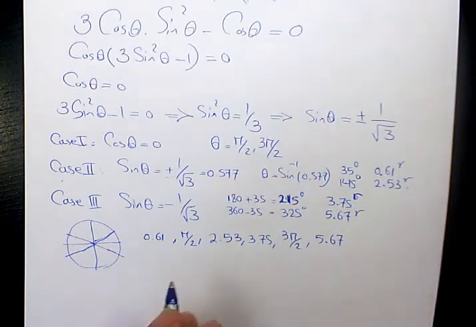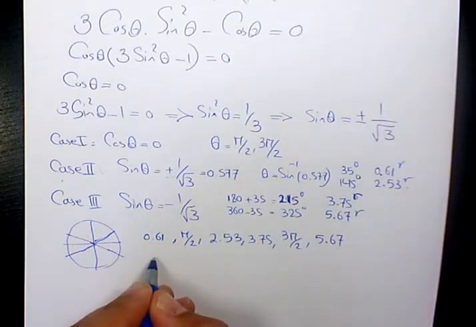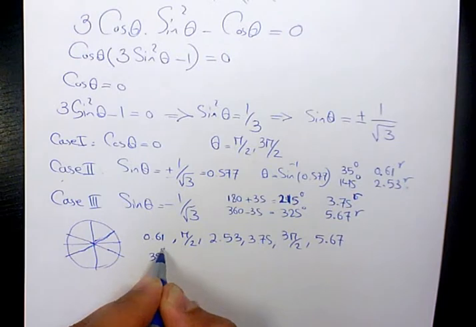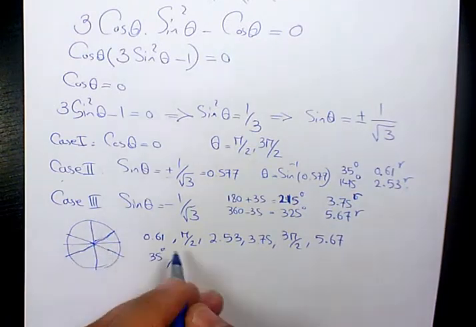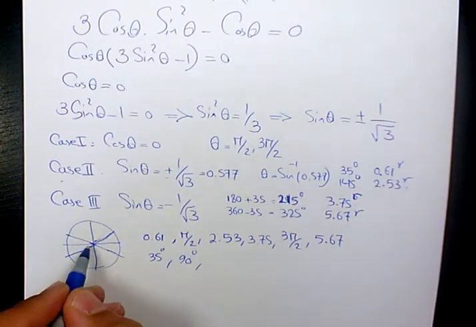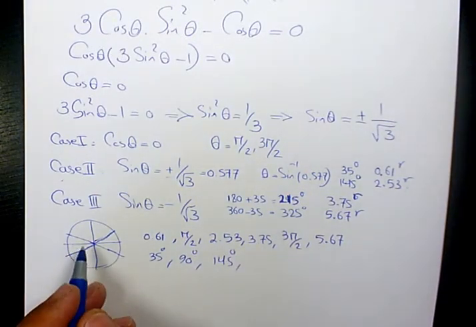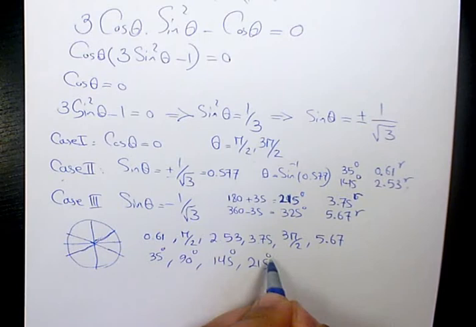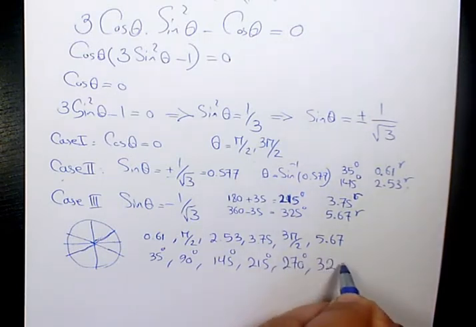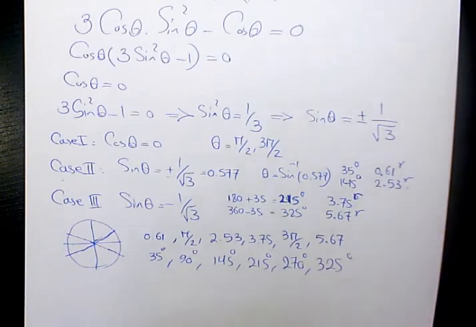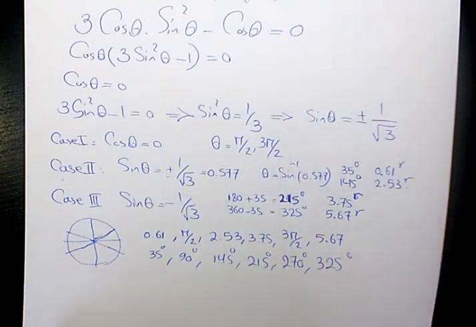Now in terms of degrees, it's going to be 35 degrees, 90 degrees, 145 degrees, 215 degrees, 270 degrees, and 325 degrees. So we have 6 answers for this question.